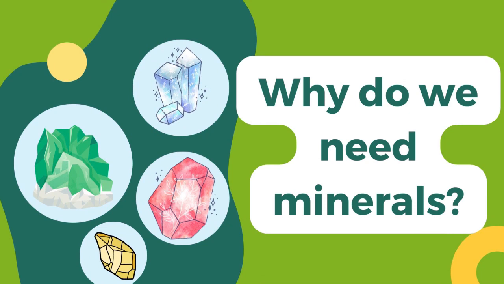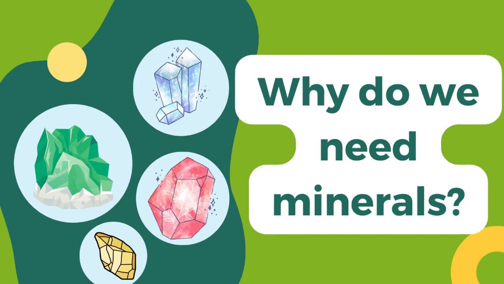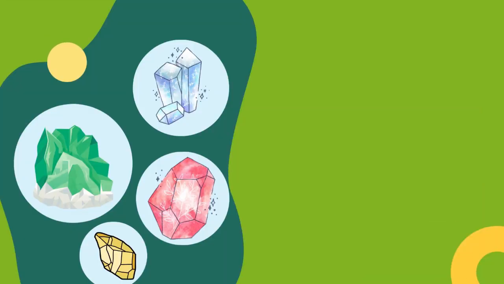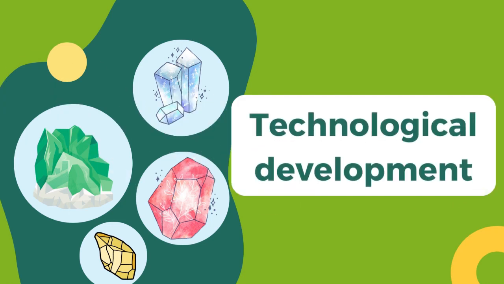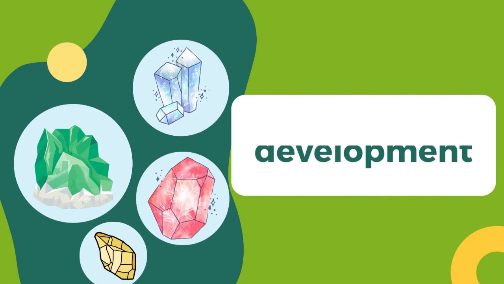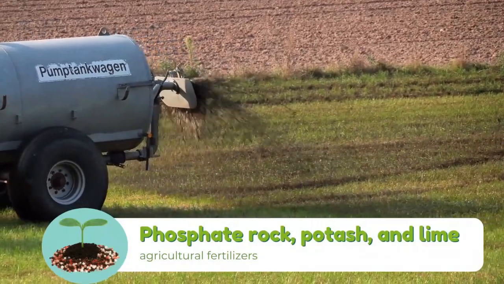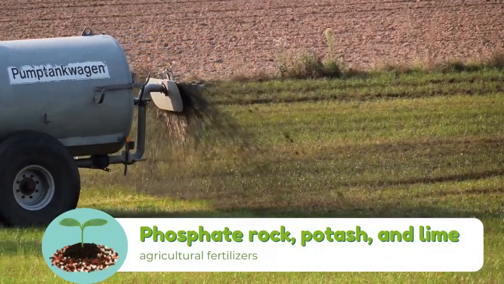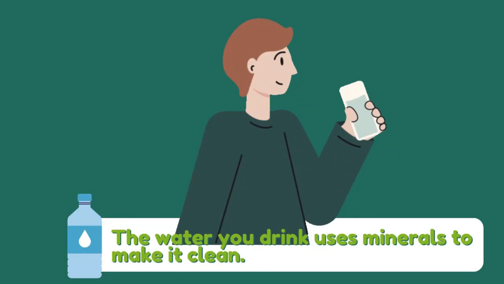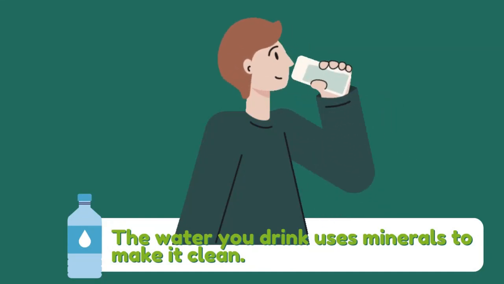Why do we need minerals? Minerals are basic and essential raw materials in our daily lives and are vital for economic, social, and technological development. These examples illustrate their use in everyday life. Phosphate rock, potash, and lime are used in agricultural fertilizers, and other mineral products are used to improve the soil. The water you drink uses minerals to make it clean.